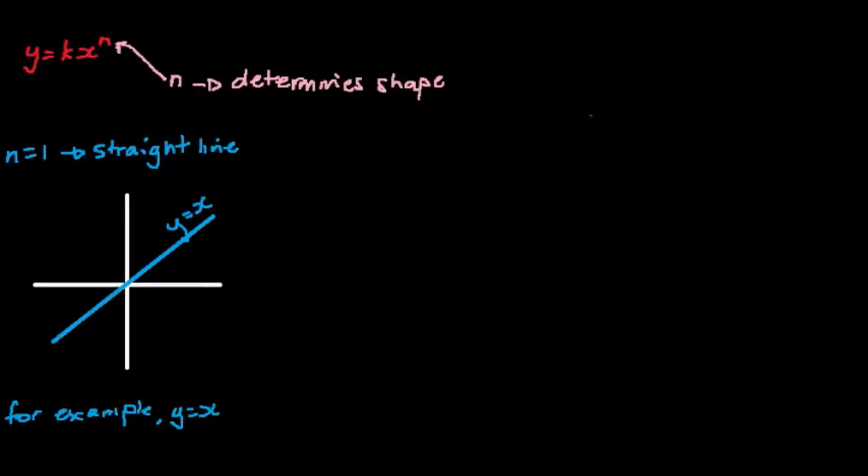Now, when n equals 2, that means that our function will look something like y equals x squared. Remember, right now we're ignoring k. So y equals x squared. And y equals x squared is always what's called a parabola. And parabolas always look like smiley faces or sad faces.